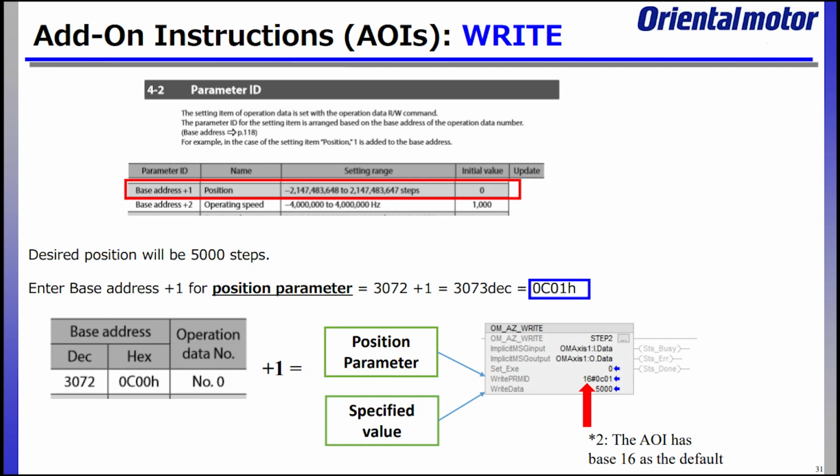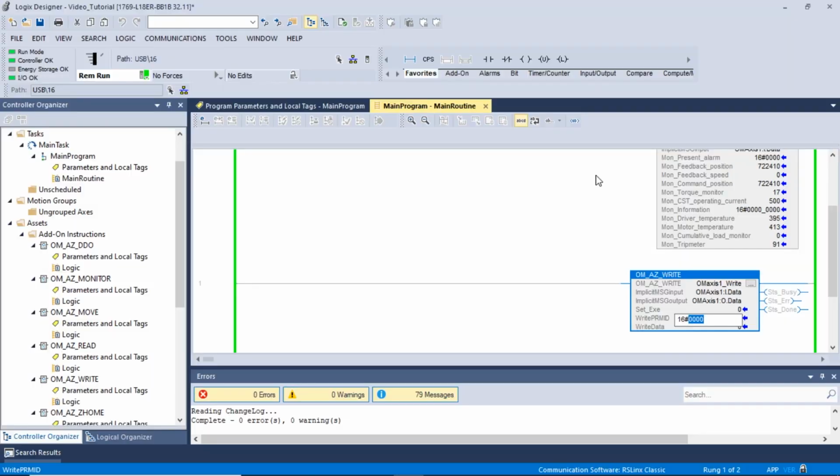In order to change the position, we have to add a value of 1 to the base address of the desired operation number. Adding a value of 1 to the base address will result in a new base address of 3073 decimal, which converts to 0C01 in hexadecimal. Enter the new hexadecimal value into the write parameter ID.